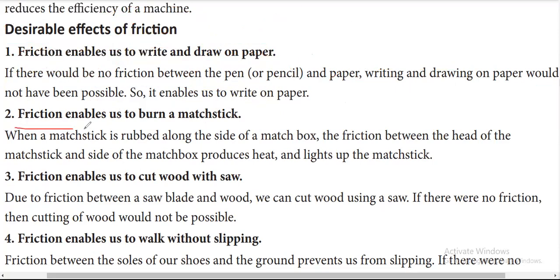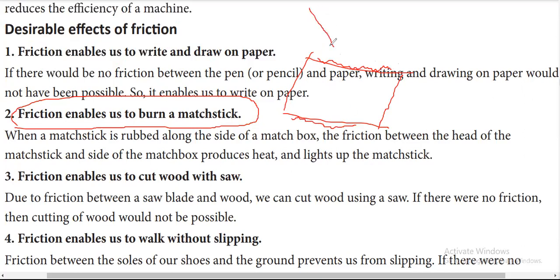Second, friction enables us to burn a matchstick. When we burn a matchstick on the side of the matchbox, you feel the side of the matchbox is rough because red phosphorus is fixed there. When we rub the matchstick on this rough surface, the rubbing produces heat and the red phosphorus converts into white phosphorus, and it produces heat and our matchstick burns.